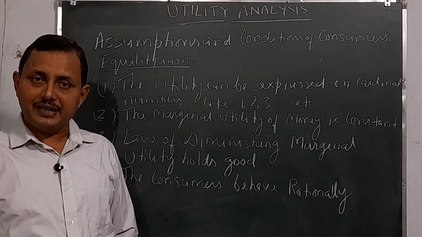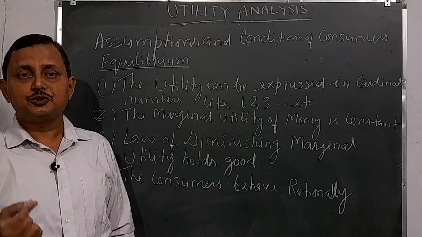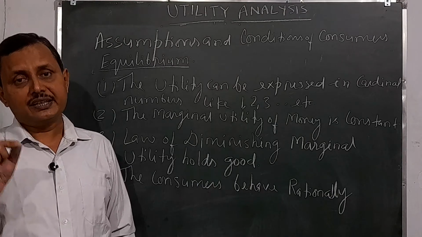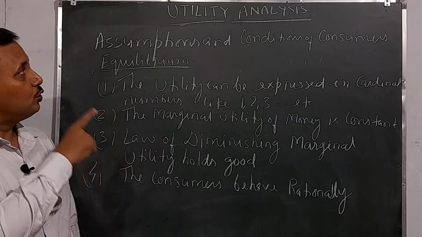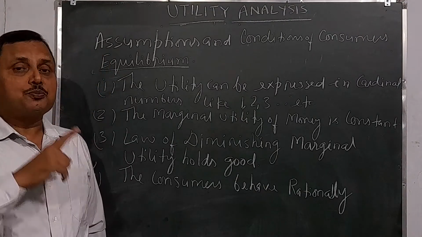Consumer is rational by nature and he always tries to maximize his total satisfaction or total utility derived from the consumption of goods and services. So these are the assumptions over which cardinal measurement of utility is based.